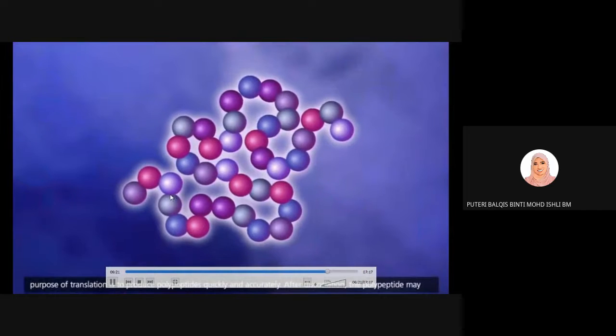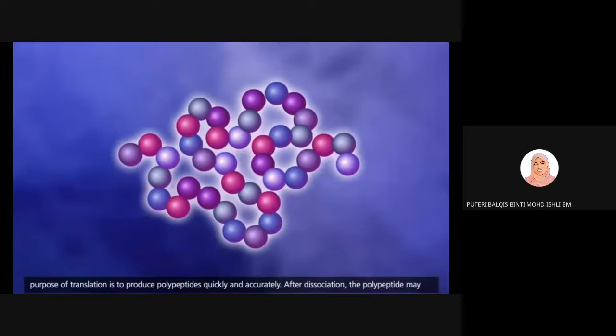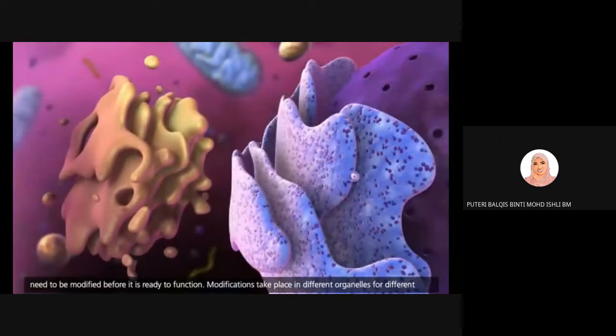Dapatlah kita polypeptide chain or this protein. So kita dapatlah polypeptide chain and protein yang kita nak daripada DNA tadi. Bayangkan daripada DNA kita dapat protein yang kita nak.